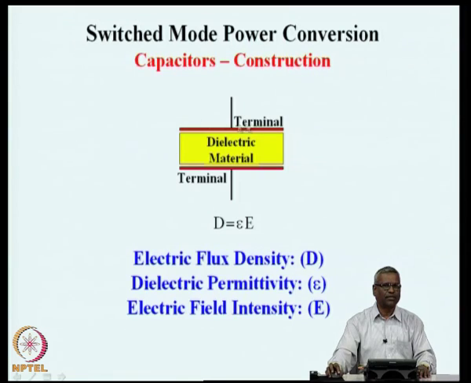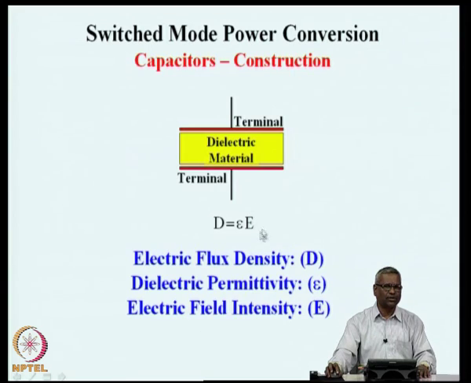On account of the charges that are going to stay on the plates, there will be an electric field introduced in the dielectric material. That electric field is what we see here as capital E. This epsilon is the material property of the dielectric material. It is called the permittivity of the dielectric material, and D is the electric flux density. The electric flux density that is set up in the dielectric material is the product of the permittivity of the material and the electric field intensity that has been established.